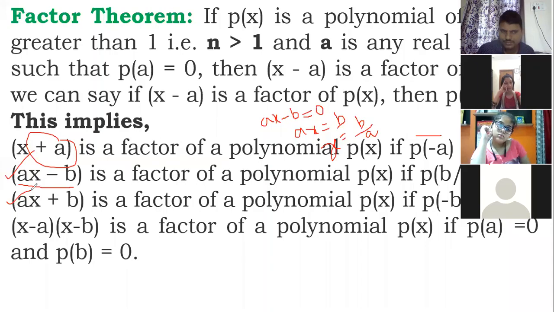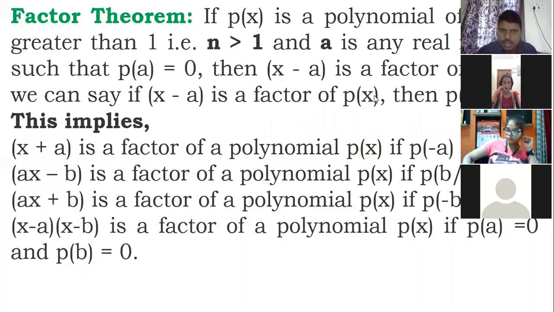Okay, sir. Come here. If you look here, x minus a, x minus b are factors of the polynomial. They are saying 2 factors here, x minus a and x minus b. There are 2, so that means P of a is also 0 and P of b is also 0.